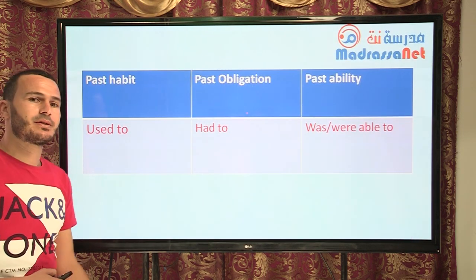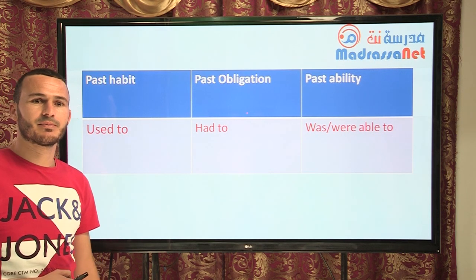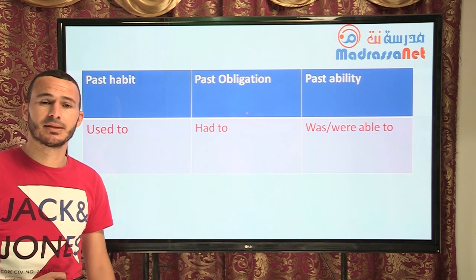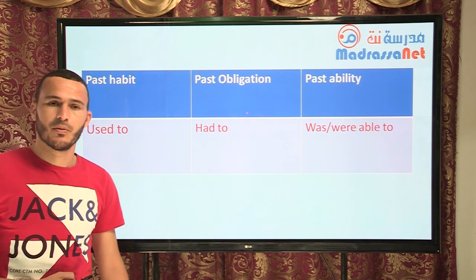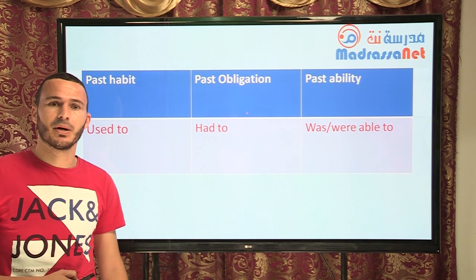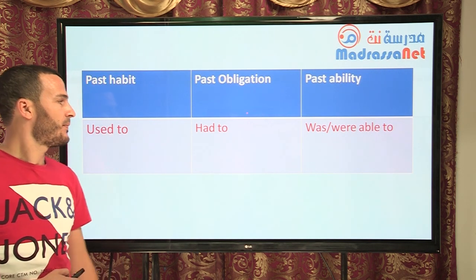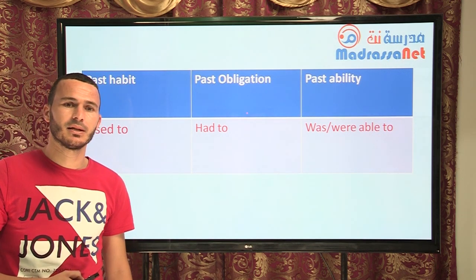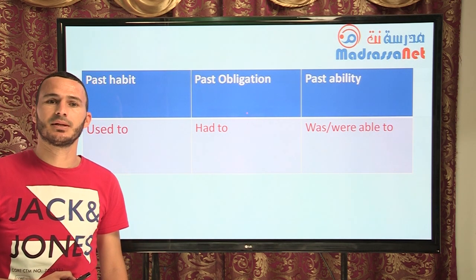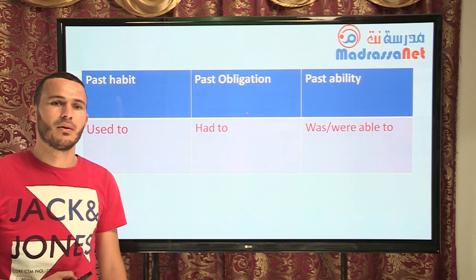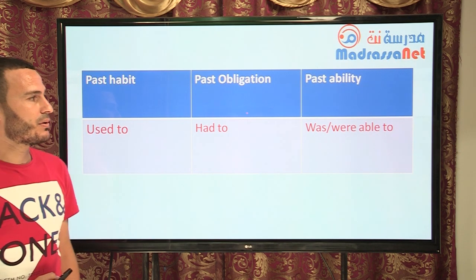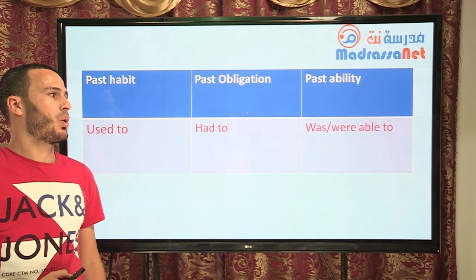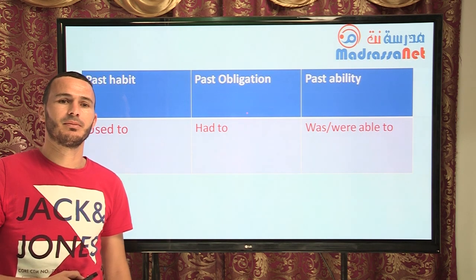Here we have the semi-modal used to, which expresses past habit, daily activities and practices that somebody used to do in the past. Had to, which expresses past obligation, something somebody was obliged to do in the past. And finally, past ability, we use was or were able to plus verb, be able to.